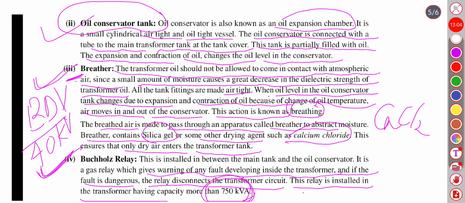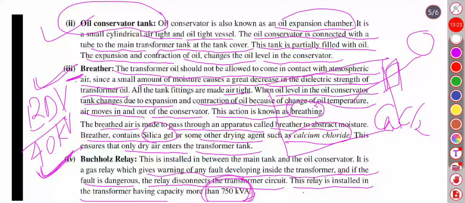Mostly the Buchholz relay is connected in between the oil conservator tank and the main body of the transformer tank, and one pipe is being connected to transformer. Here in between the conservator tank and the transformer tank, Buchholz relay is installed at an angle of not more than 15 degree.